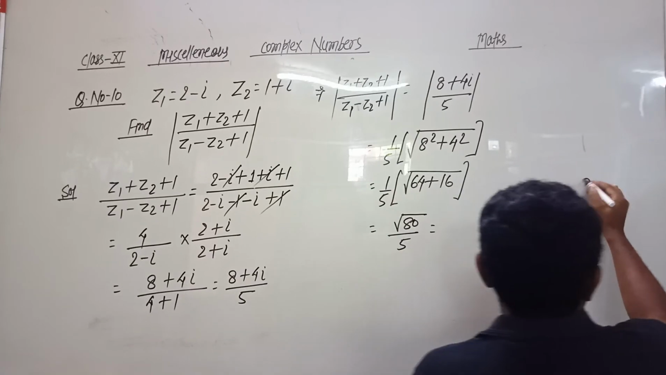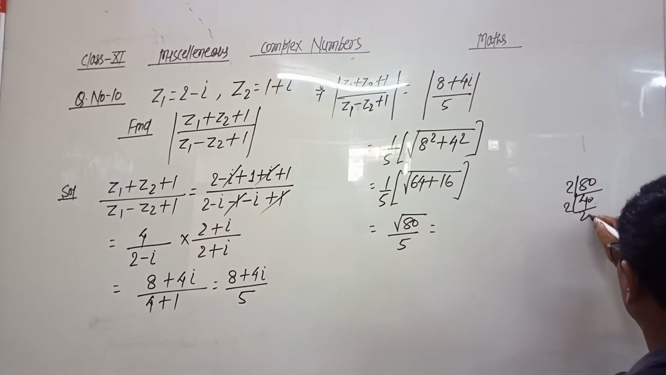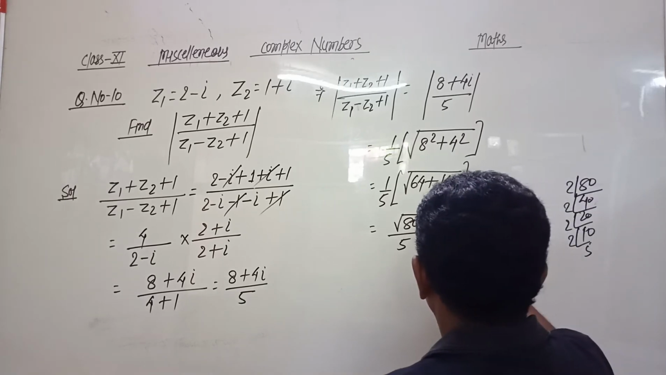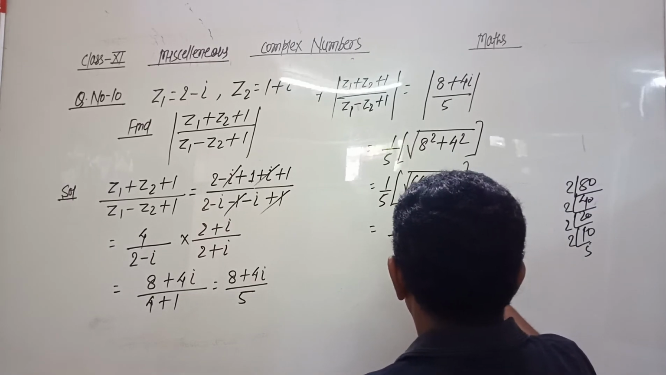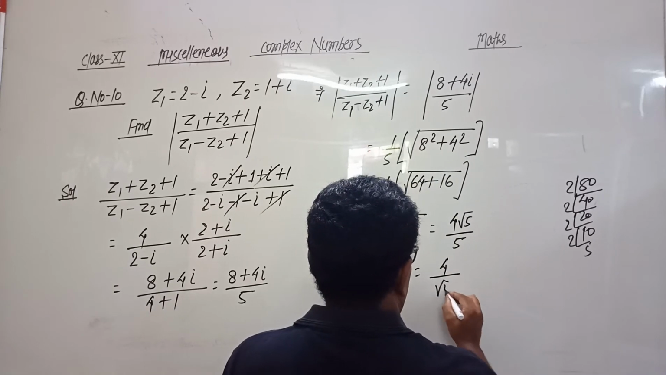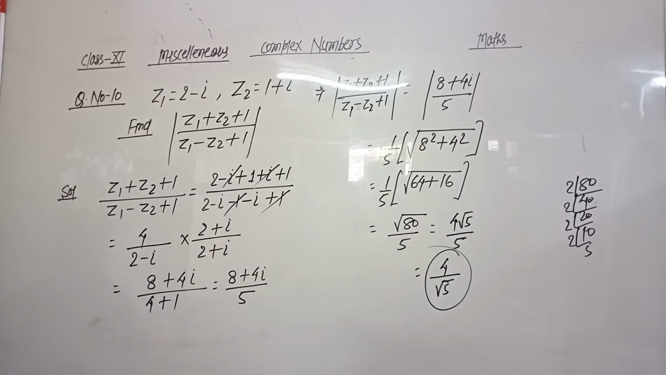The square root of 80, we make the factors. So 2 into 2, 4 root 5. 4 root 5 upon 5, which can also be written as 4 by root 5. So this is the solution, 4 by root 5.